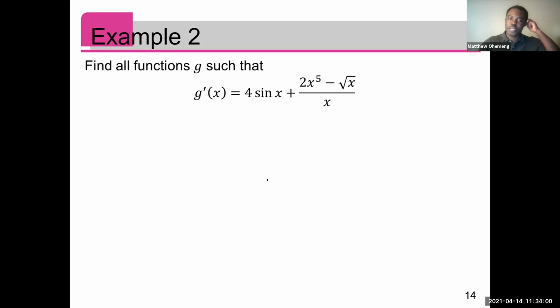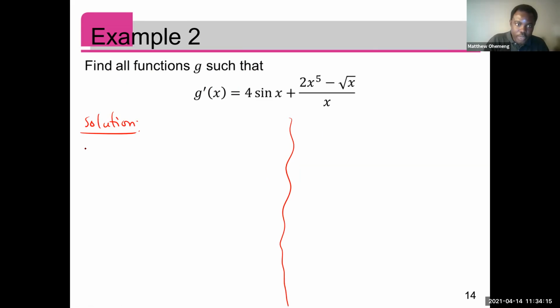Yeah, so now let's work more examples. So I start with this, right? So find all functions G such that this. So this is like the most general antiderivative. So let's do this. So solution. For this one, I have G prime of x equal to 4 sine of x. But then when I get here, looking at this expression, you can see that it doesn't look like something directly that I took the derivative to get this, but it involves power functions. So perhaps I can make my life easier by simplifying.